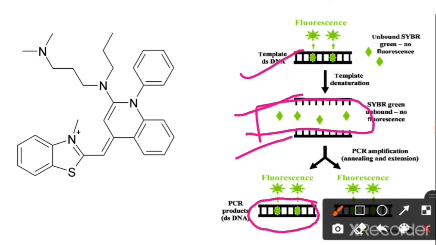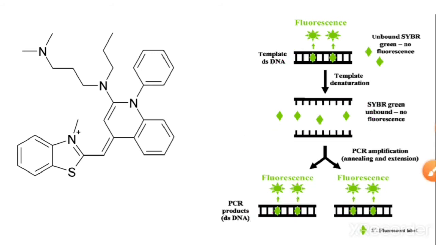DNA. At that time SYBR Green will intercalate with this double-stranded DNA and it gives us fluorescence at 520 nanometers, and this fluorescence is detected by the detector in the RT-PCR and is interpreted in the system in the form of graphs or values. So this is the simple mechanism of SYBR Green in the RT-PCR for the detection of COVID-19.